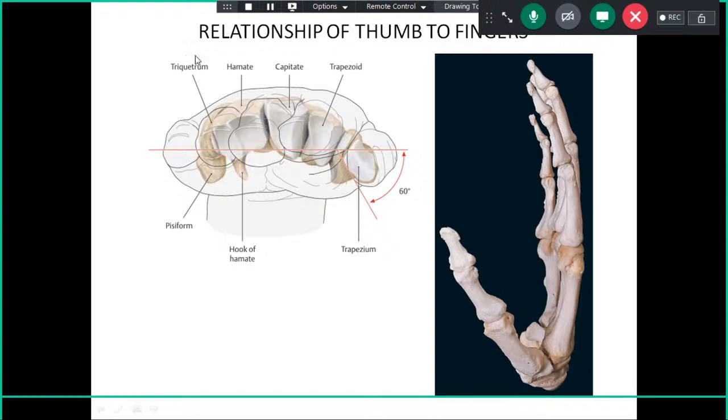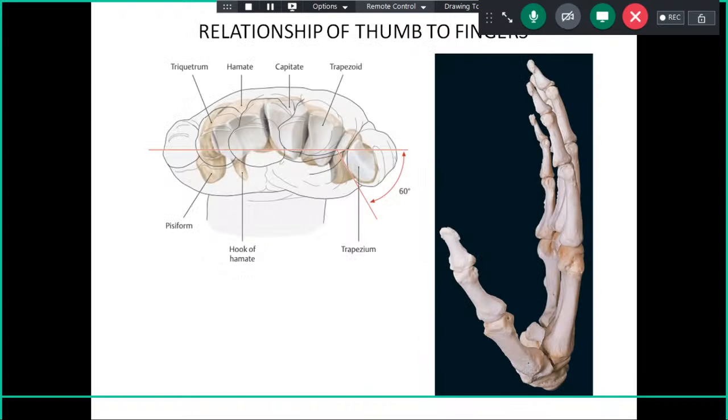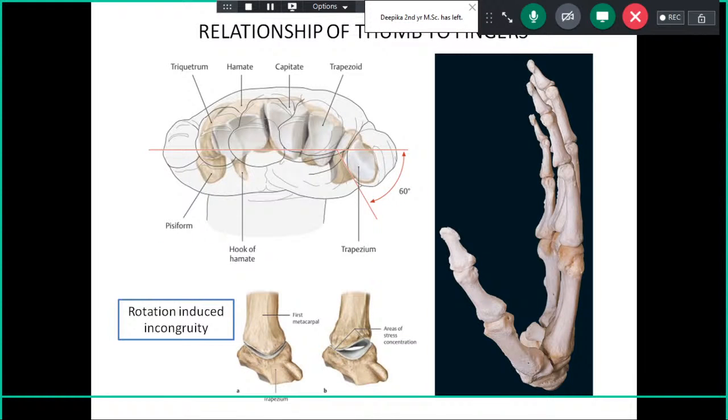And the thumb is related to the fingers roughly at a 60 degree angle with the plane of the fingers. Okay, so now this is interesting. You know why? I just explained a bit of longitudinal axis which is associated with the same.